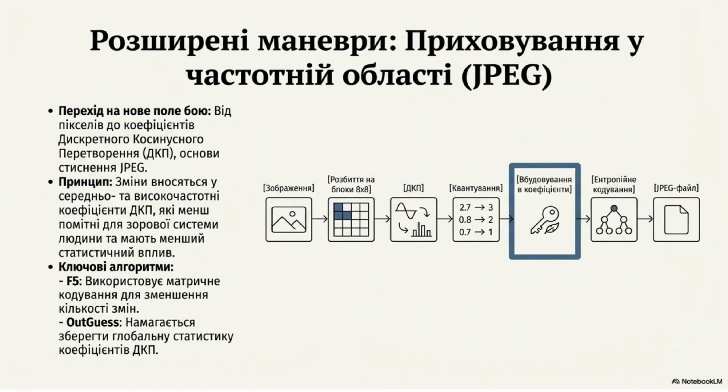Advanced maneuvers include hiding data in the frequency domain, particularly in JPEG files. This involves modifying mid to high frequency discrete cosine transform coefficients, which are less noticeable to the human visual system. Key algorithms like F5 and OutGuess are used here.